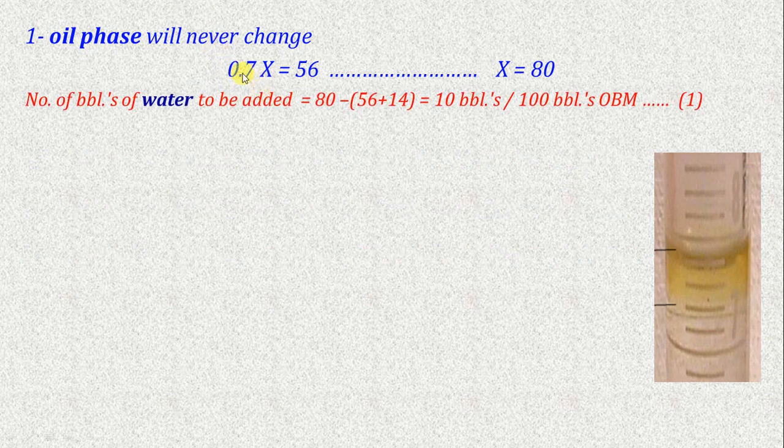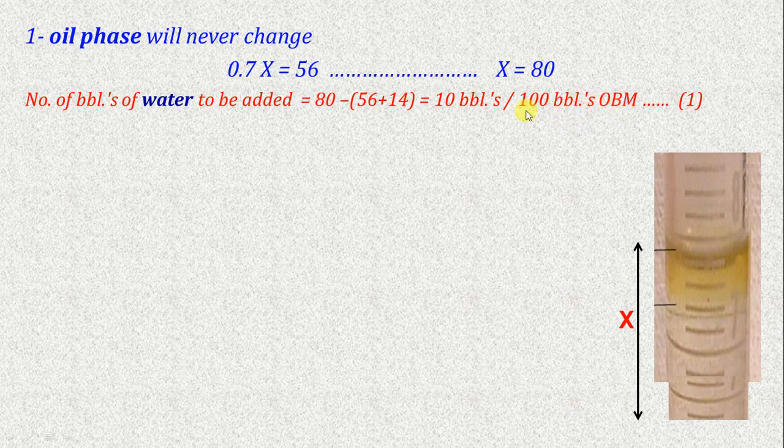It will equal 0.7x. Where is x? As I told you, there will be some water added. So when water is added, there will be x, which means the new total volume of the fluid. So oil will be kept the same, but its percent will be changed. So 0.7x equals 56. So x, which is the total new volume, equals 80. So the water to be added equals 80 minus the first one plus the second one. So 80 minus 56 plus 14, which equals 10 barrels of water to be added for each 100 barrels of oil based mud.